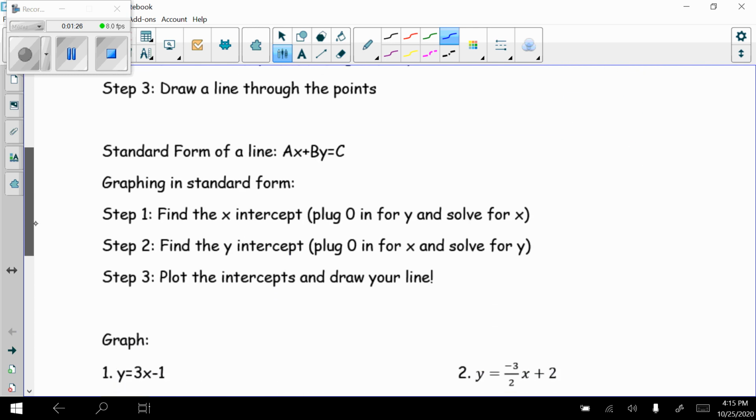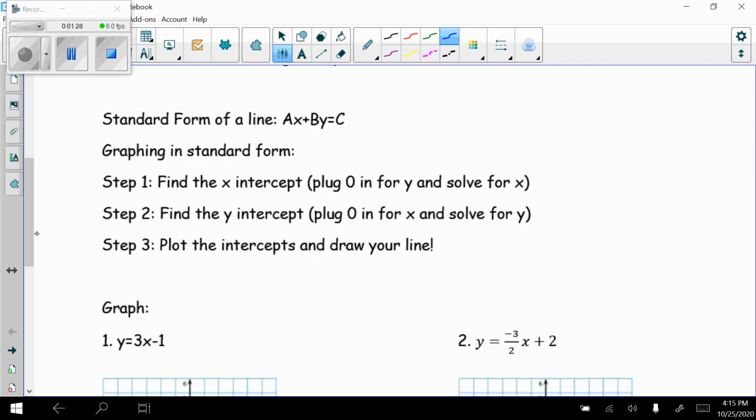Then standard form of a line. Remember that standard form of a line looks like ax plus by equals c. So x and y are on the same side of the equation together. x is always first. And then it's equal to some constant. In order to graph in standard form, step number 1, you find the x-intercept. This is where the graph is crossing the x-axis.